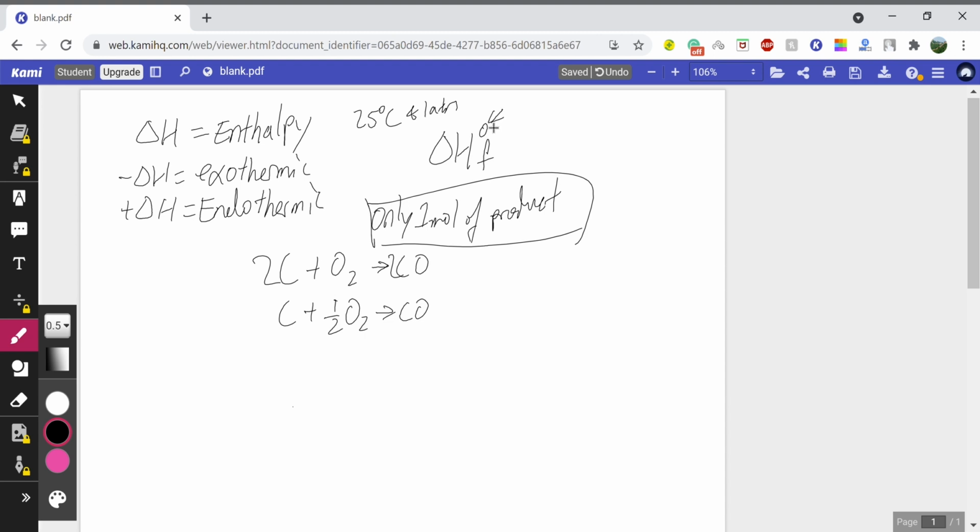Alright, now, let's take a look at this. This 0 means standard state, which is our 25 degrees Celsius and 1 atmosphere. And this F on the bottom means formation.